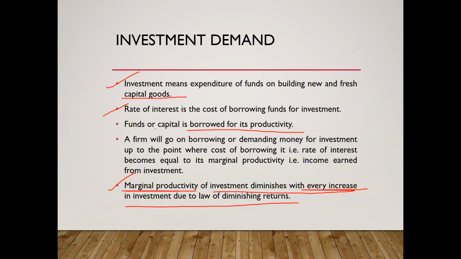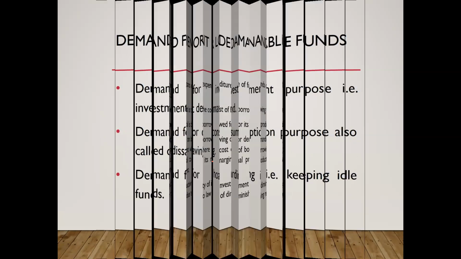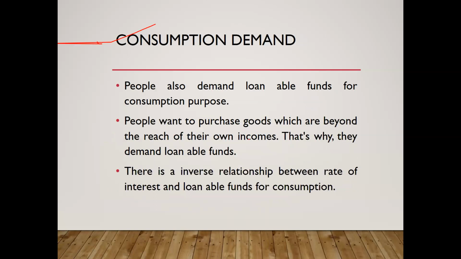Next category: you can see here investment purpose, consumption purpose, and hoarding purpose. So one is the investment demand and the other is the consumption demand. People also demand loanable funds for consumption purpose. People want to purchase goods which are beyond the reach of their own income. That is why they demand loanable funds. And there is an inverse relationship between the rate of interest and loanable funds for consumption; they are inversely related to each other.